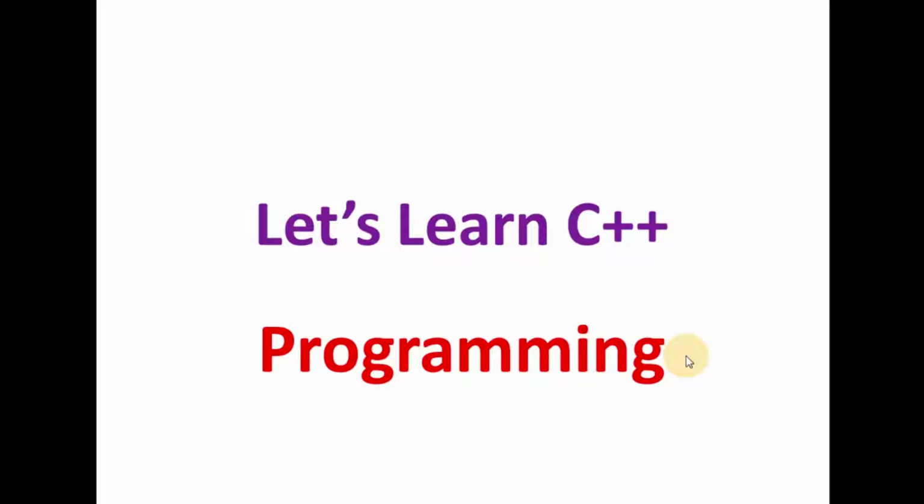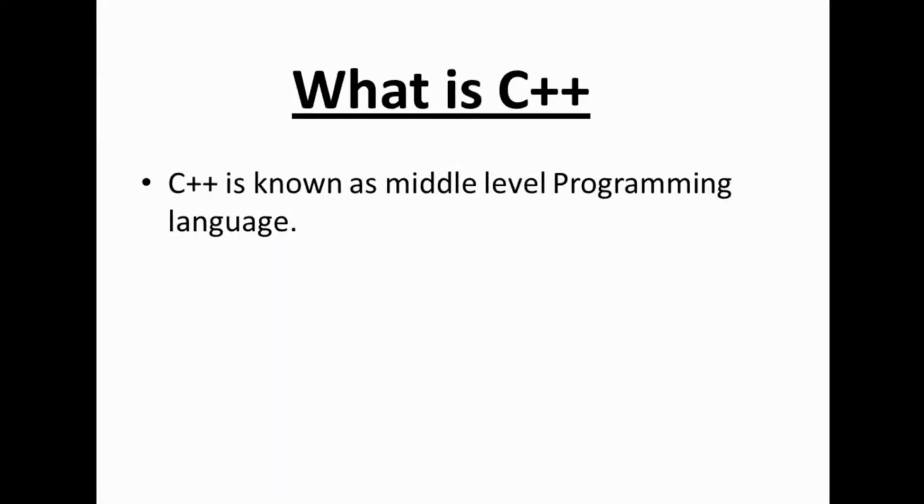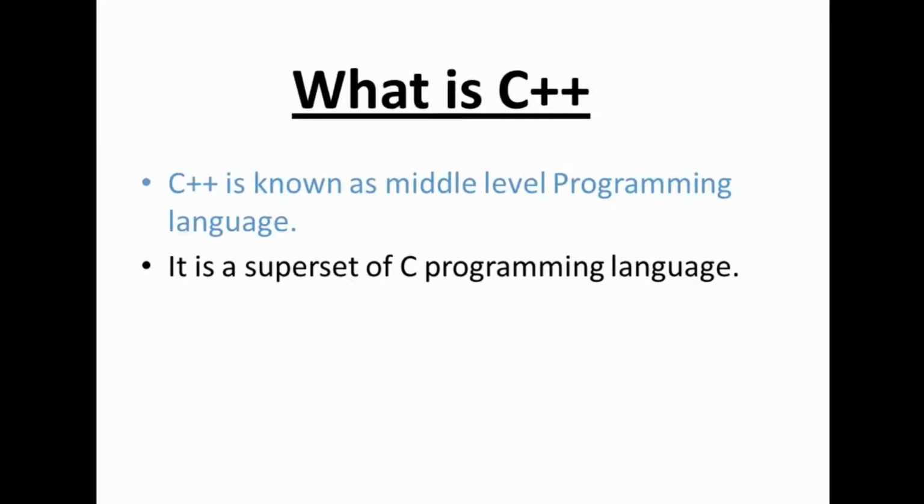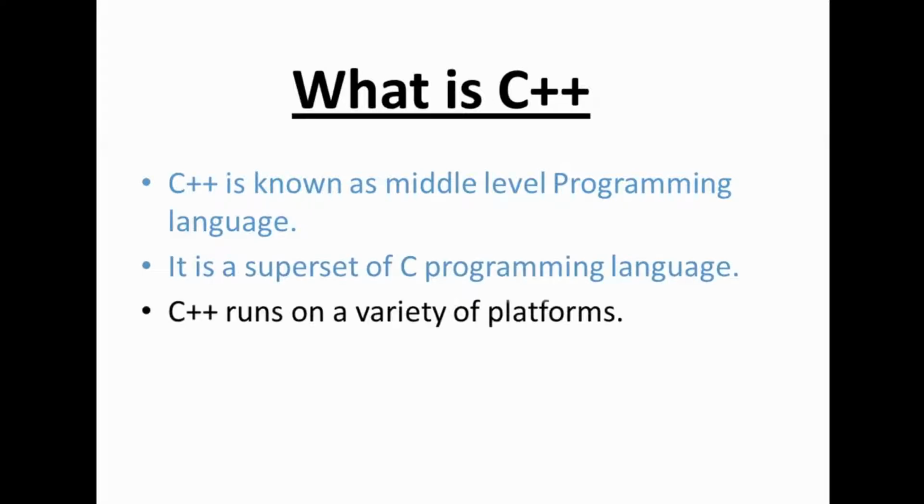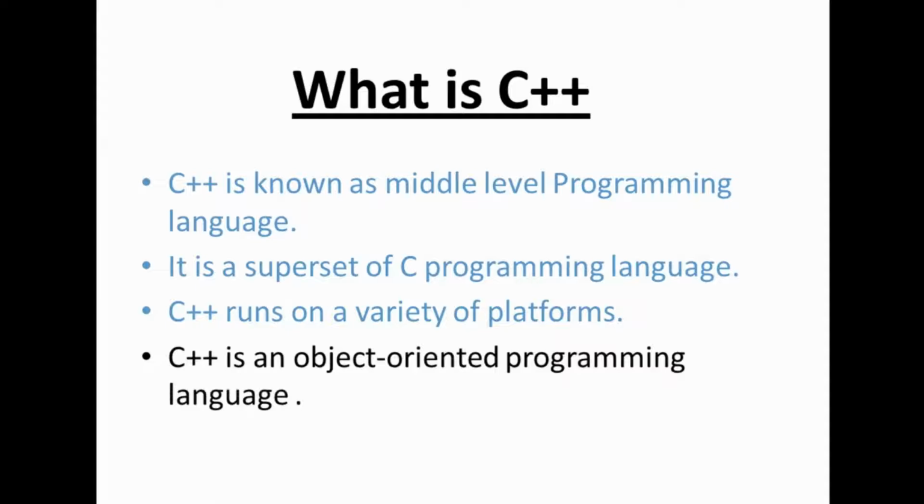So what is C++ programming? To understand that, we will see that C++ is a programming language which is known as a middle level programming language, and it is a superset of the C programming language. And C++ runs on a variety of platforms like Windows, Mac, all the operating systems. C++ is an object oriented programming language in which we will use class, object, polymorphism, all the OOPS concepts, which we will see in more detail in later videos.